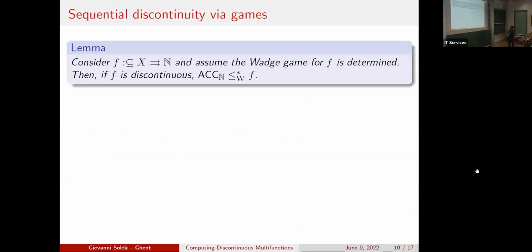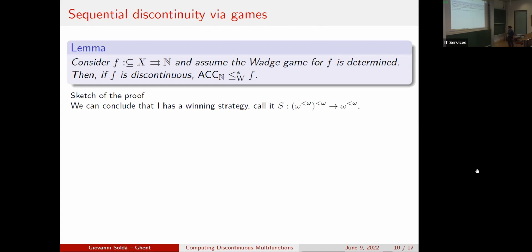Okay, and now let's restrict again. Instead of restricting the domain of the discontinuous function, let's restrict the codomain. So now let's consider a partial multifunction from a represented space X to N, the natural numbers represented the way I was telling you before, and let's assume that F is discontinuous and also that the Wadge game for F is determined. Then what I claim is that, under these assumptions, ACCN continuously Weihrauch reduces to this function here.